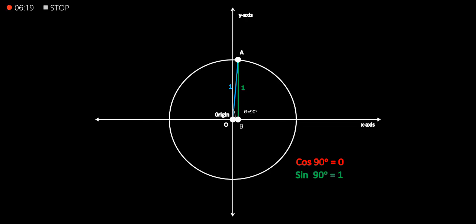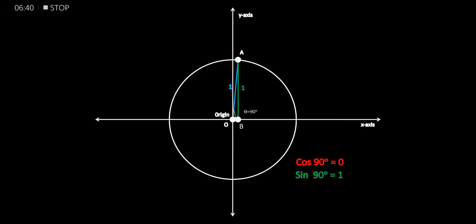And in this figure, we don't have any red line. It means the length of red line is 0. The angle is equal to 90 degree. So cos of 90 degree is equal to 0, as red line is the representative line of cosine of angle. So that is why cos of 90 degree is equal to length of red line. We don't have any red line. It means its length is 0. So cos of 90 degree is equal to 0.